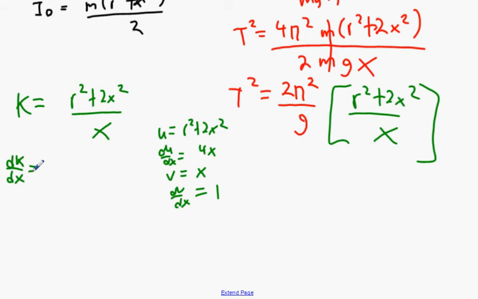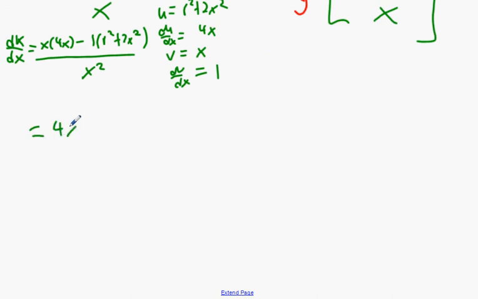So v times du dx minus u times dv dx, all over v squared. 4x squared minus 2x squared. This is going to give me 2x squared minus r squared all over x squared. That is the first derivative. Might as well just put my head down and get the second derivative because I'm going to need it in a second. So I'll go again. Second derivative.